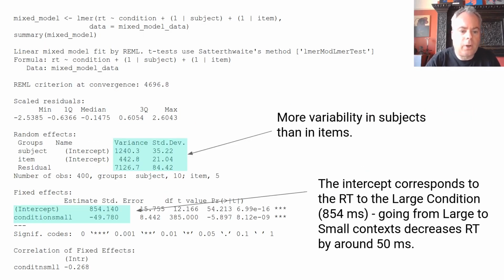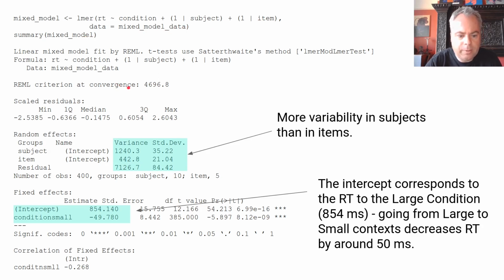So let's build our mixed model. The model specification is up here. Rather than use the LM function, we're using LMER. Otherwise, it's fairly similar. So LMER, RT, so reaction time, is predicted by our fixed effect condition plus a random effect of subjects plus a random effect of items. And we're using the data set, mixed model data. And then we can ask for a summary.